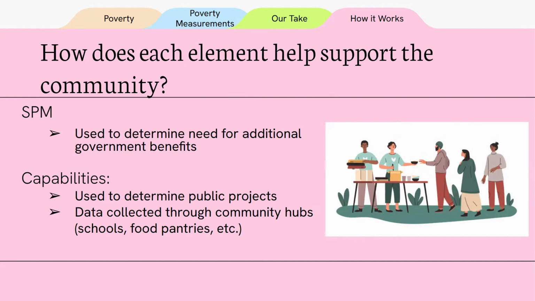How does each element help support the community? So, as previously stated, SPM would best be used to determine need for additional government benefits such as SNAP and other welfare programs. Capabilities would be used more in a community standpoint, collecting data through schools, food pantries, and other community hubs to help put in place some public projects that could help fill some of those gaps that the SPM might not be able to fill.